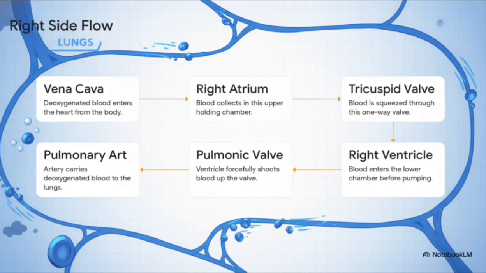Step 5, the ventricle contracts super forcefully, shooting the blood up and through the pulmonic valve. And finally, step 6, the blood travels into the pulmonary artery. Now pay super close attention here, because this is a classic exam trick question. The pulmonary artery is the only artery in the body that carries deoxygenated blood. Crazy, right? But it makes sense because pulmo means lungs, and it's taking that blue blood straight to the lungs to grab some oxygen. Bam! That is your right side speed run.